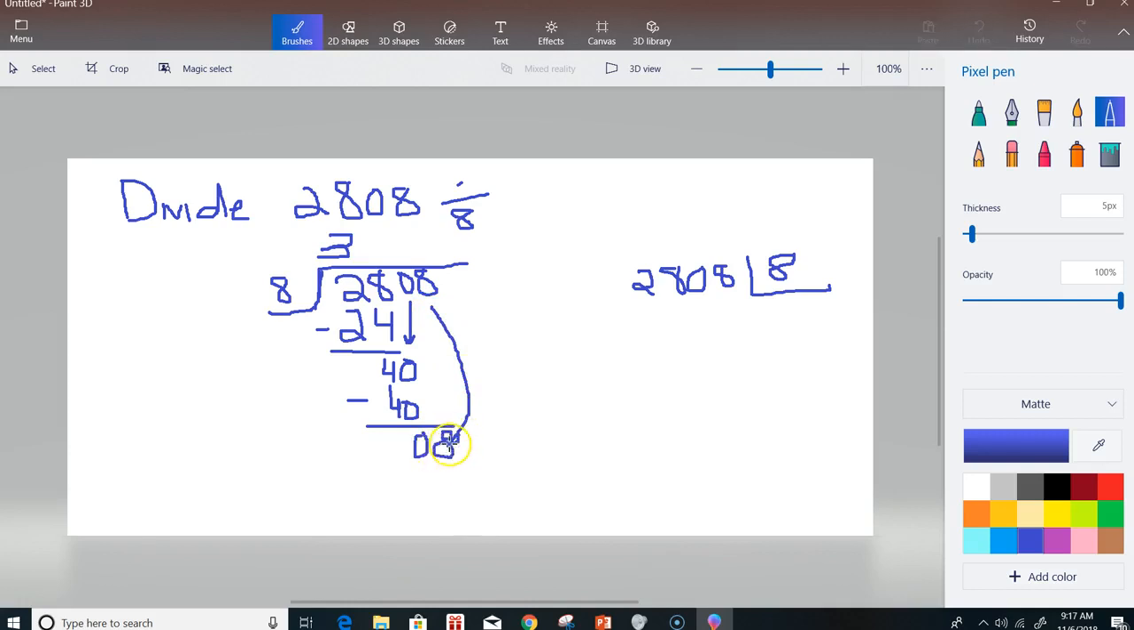In this case, it is 8. 8 into 8 goes one time. 8 times 1 is 8. So 8 minus 8 is 0. As you can see, we don't have any more numbers to come down. So our solution will be 351.